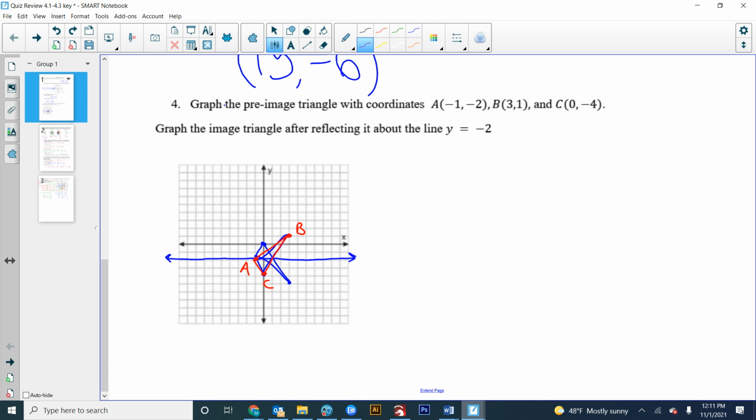And then our new one, there's no rule that says X, Y turns into whatever. There's no rule for Y equals -2. We just have to kind of figure it out, right? So you knew if a point like B is 1, 2, 3 above, then B prime is going to be 3 below, right? After it's been reflected. So 1, 2, 3 below, we'll call it B prime. C was 2 under the line of reflection, so C prime is going to be 2 above the line of reflection. And A was right on it, so it's not going to move at all.